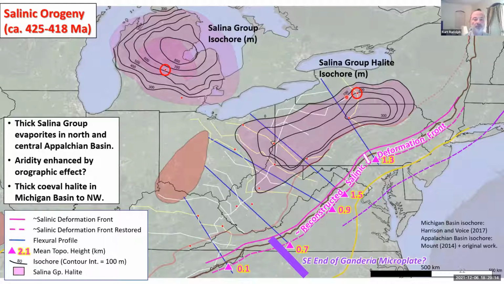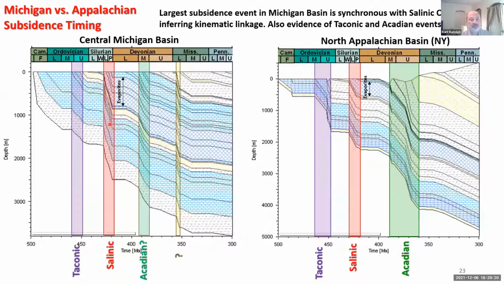So let's compare these two basin models here. This one's from southern New York, and this is from near the center of the Michigan Basin. What you see is that the Michigan Basin shows the largest subsidence event right on time with the Salinic orogeny here, and I don't think that's accidental. Moreover, we see a Taconic event and an Acadian event. So with these sag basins, I'm not claiming that we've solved the riddle, but there seems to be a very strong kinematic linkage, that perhaps this deflection is being transmitted at a continental scale from the orogenic belt to this classic sag basin.